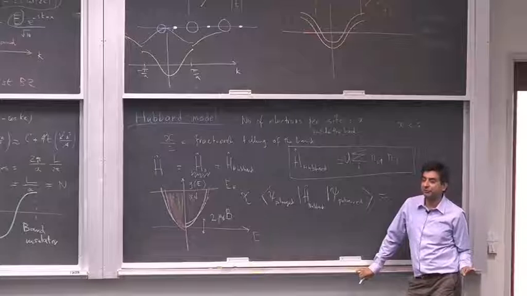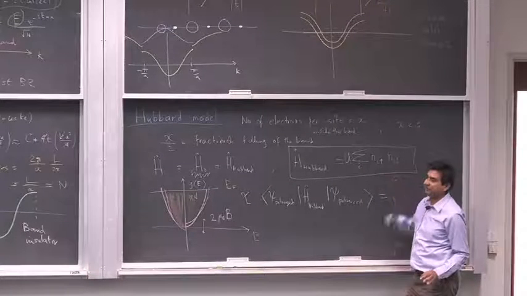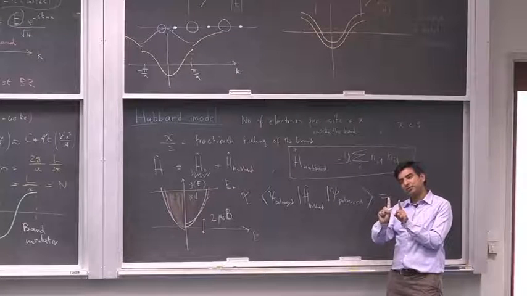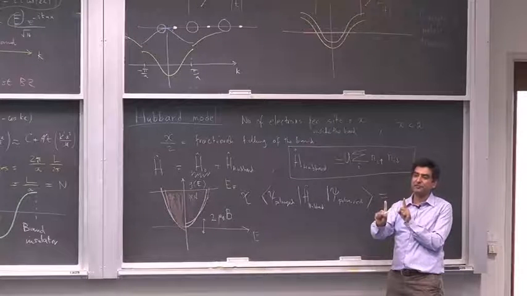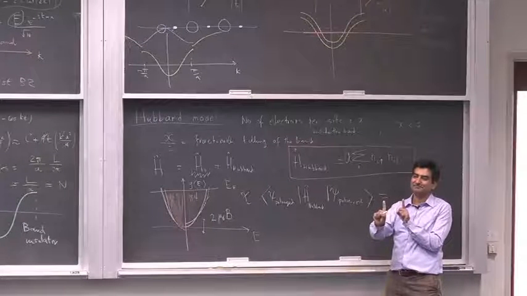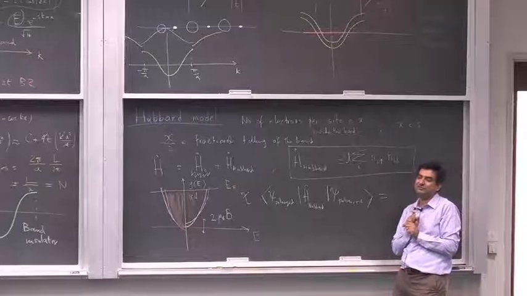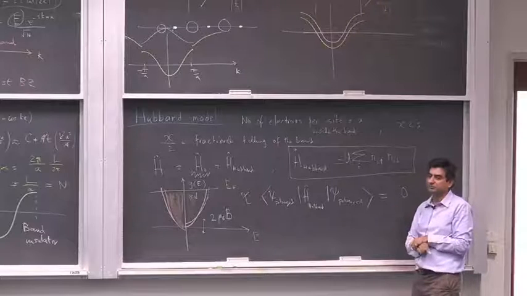This must be zero, because this term is zero. Any two electrons are parallel, so they can never be on the same site, otherwise the Pauli exclusion principle is going to be violated. So this term is always zero for any pair of electrons in a perfectly polarized state, so this must be equal to zero.